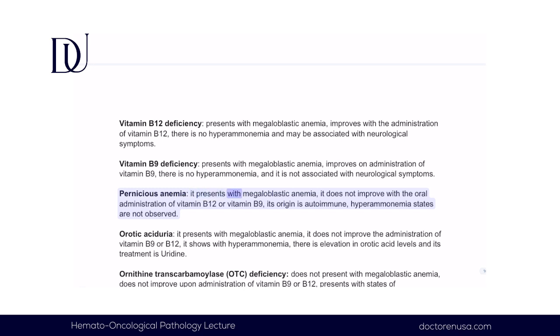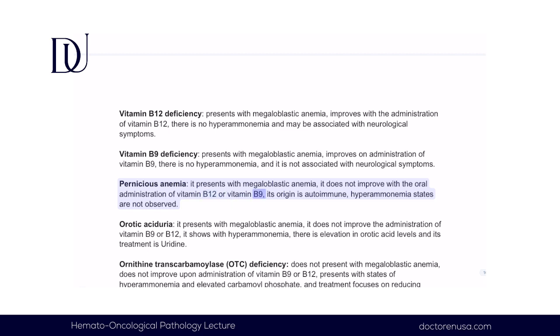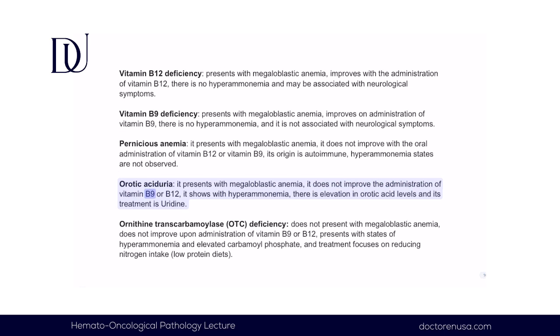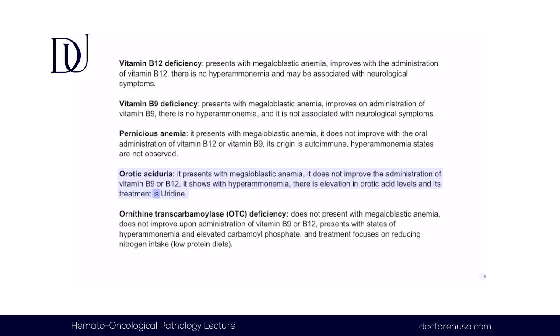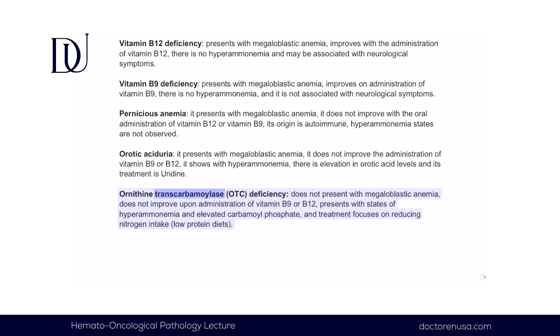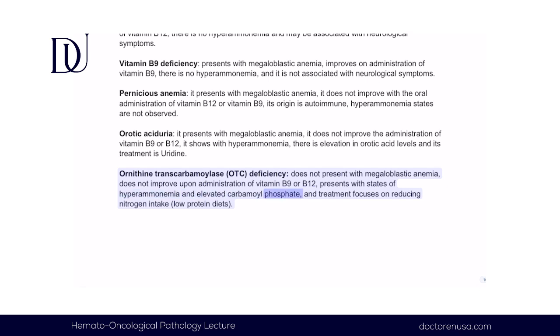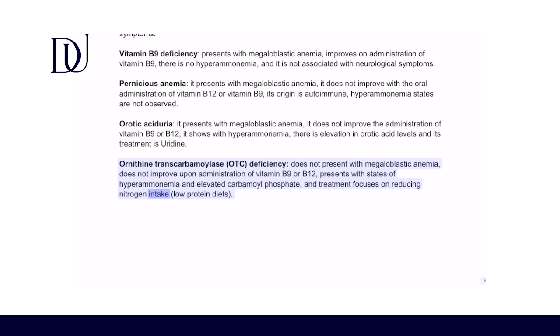Pernicious anemia presents with megaloblastic anemia, it does not improve with the oral administration of vitamin B12 or vitamin B9, its origin is autoimmune, hyperammonemia states are not observed. Orotic aciduria presents with megaloblastic anemia, it does not improve with the administration of vitamin B9 or B12, there is no hyperammonemia, there is elevation in orotic acid levels and its treatment is uridine. Ornithine transcarbamylase (OTC) deficiency does not present with megaloblastic anemia, does not improve upon administration of vitamin B9 or B12, presents with states of hyperammonemia and elevated carbamoyl phosphate, and treatment focuses on reducing nitrogen intake, low-protein diets.